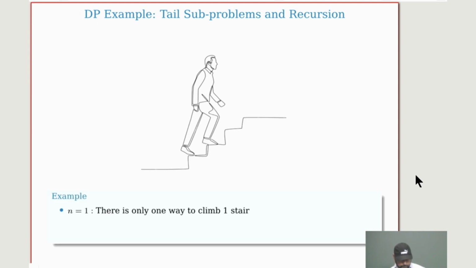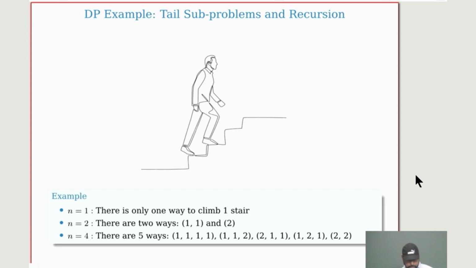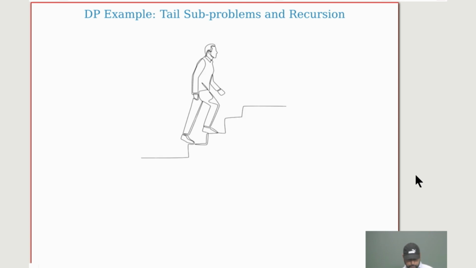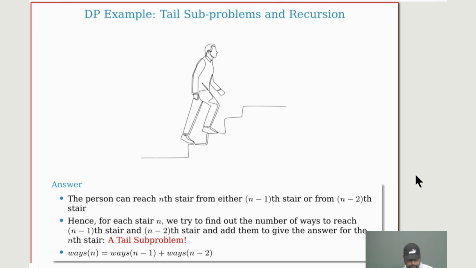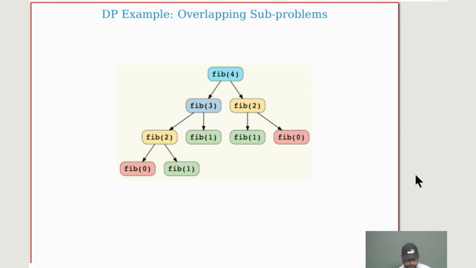So this is a worked out example now. With n equal to 1, there is only one way to climb the stair. With n equal to 2, there are 2 ways. With n equal to 4, there are 5 ways, and so on. So this is what I said just now: the number of ways of climbing n stairs is equal to the ways of climbing n-1 stairs plus the ways of climbing n-2 stairs.